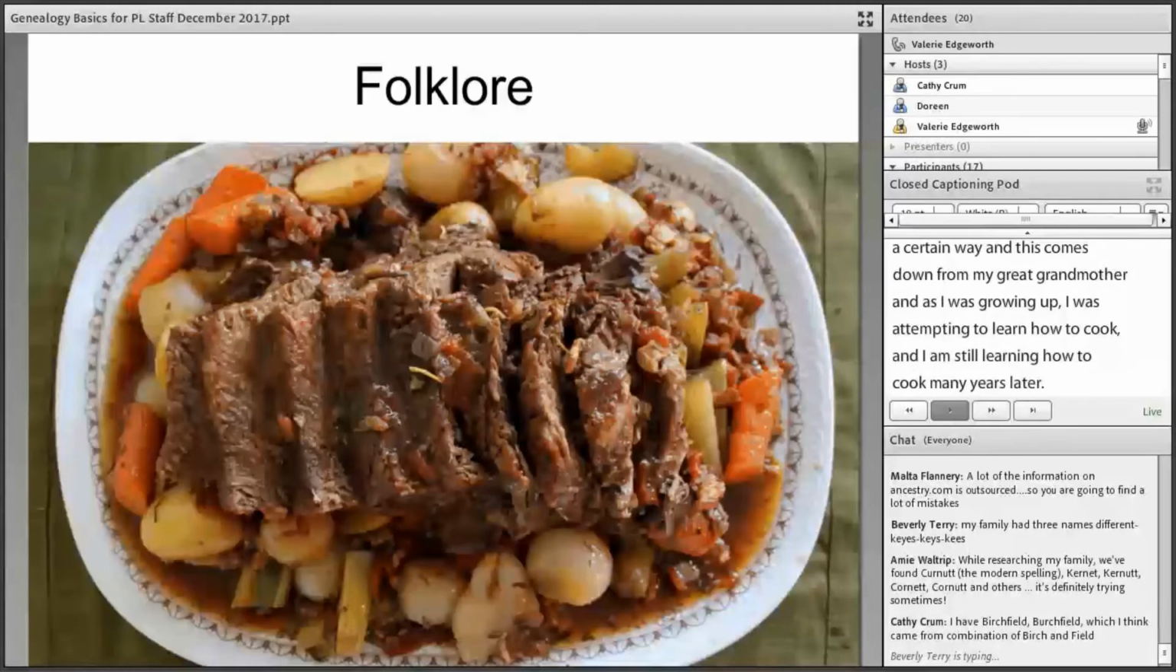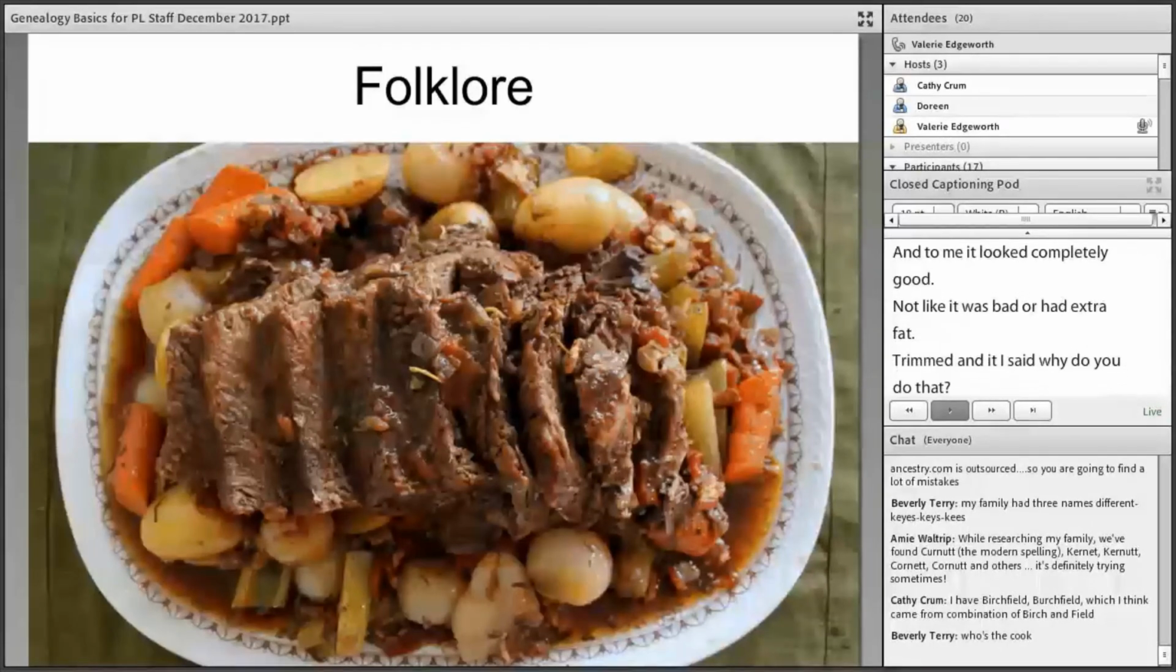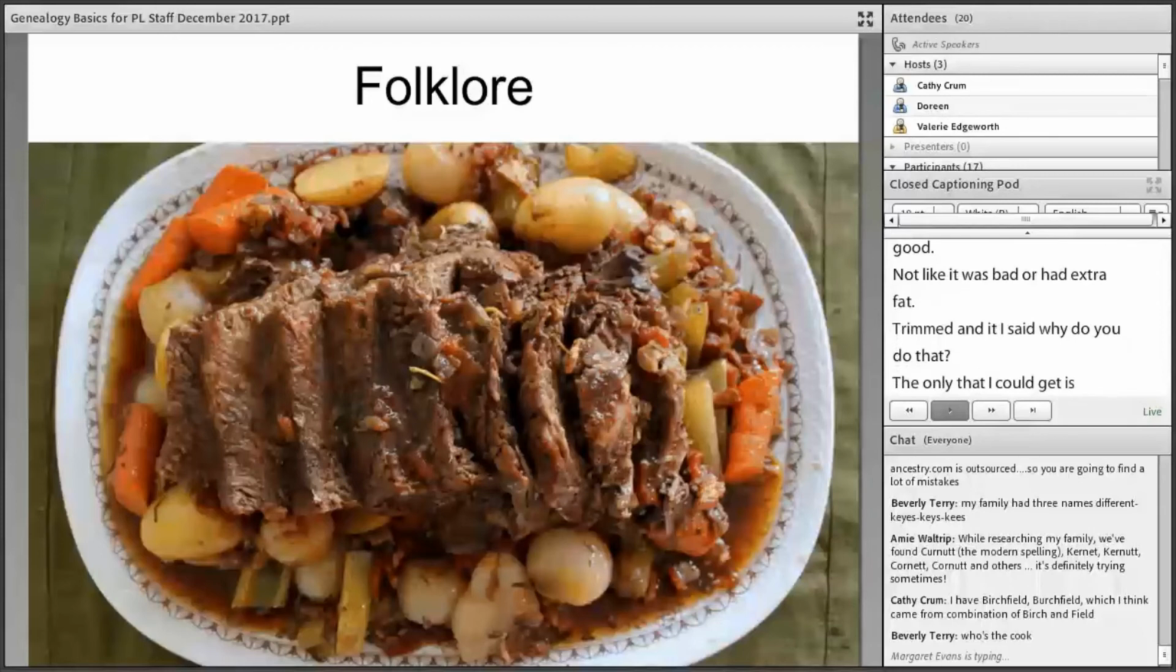As I watched my mother, she would trim the pot roast very equally on all 4 sides. And to me, the meat looked completely good. It's not like it was bad or had extra fat on it or anything. She trimmed it. And I just said, well, why do you do that? And the only real answer I could ever get out of her is, that's the way your mama taught me to do it. And I'm like, okay, that's cool.